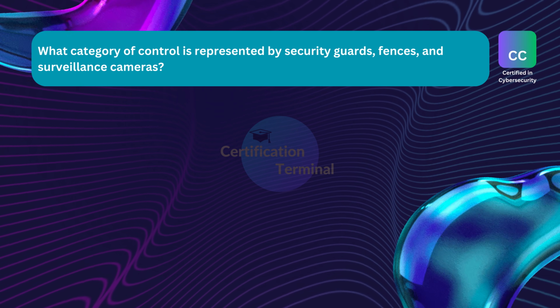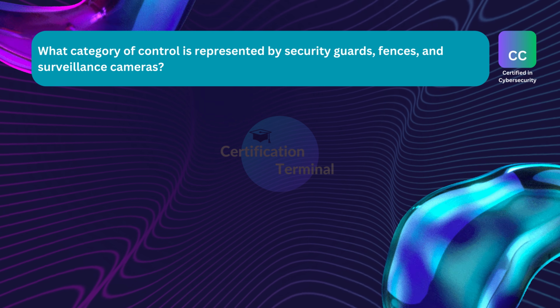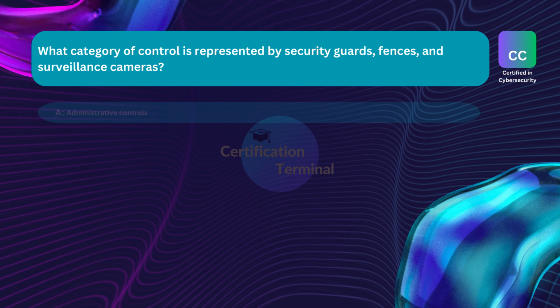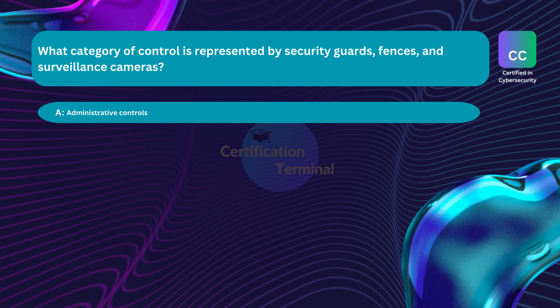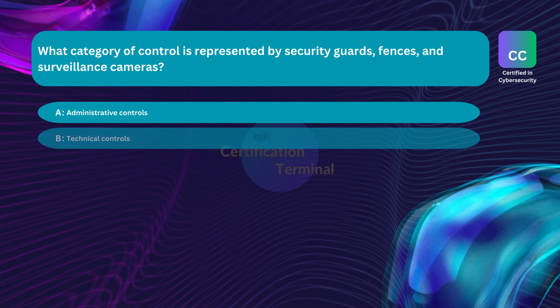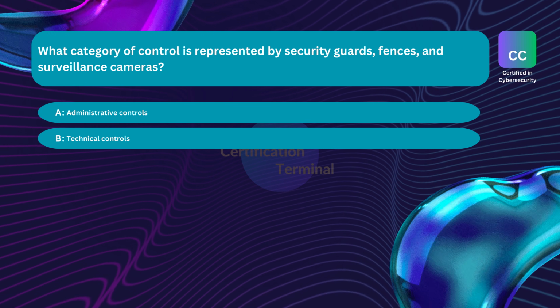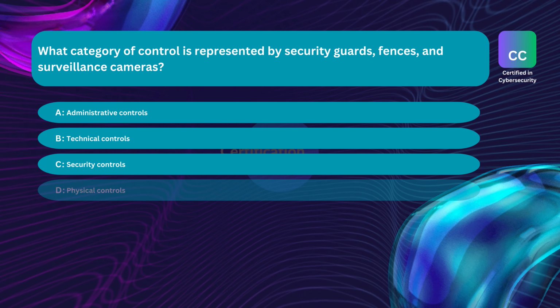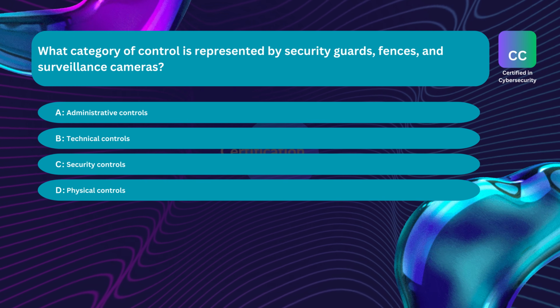Question number 5. What category of control is represented by security guards, fences, and surveillance cameras? Option A, administrative controls. Option B, technical controls. Option C, security controls. Option D, physical controls.